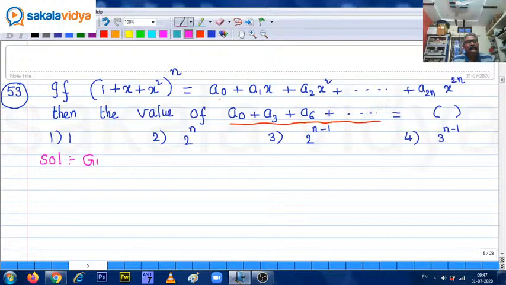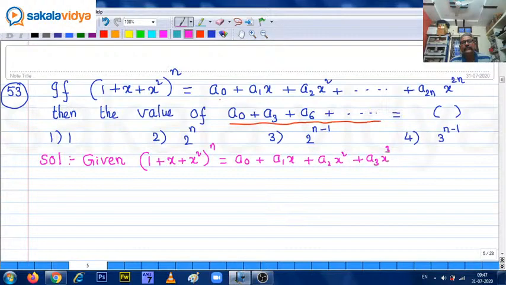So given (1 + x²)^n equals a0 + a1x + a2x² + a3x³ + a4x⁴, am I correct? Plus a5x⁵ plus a6x⁶ plus and so on up to a2n x^(2n). You can write this as equation 1.